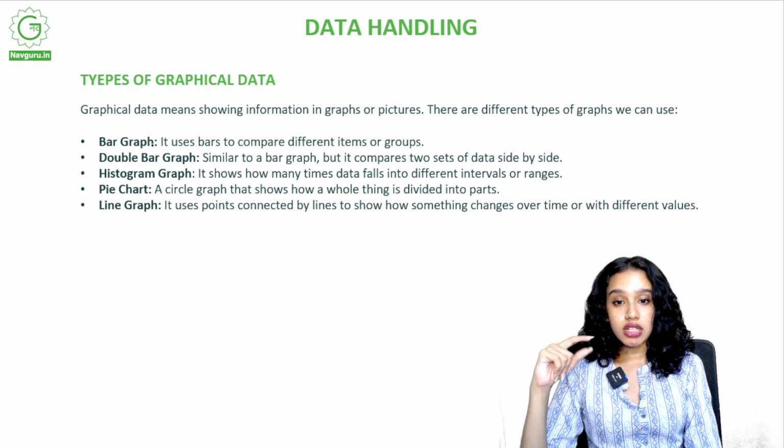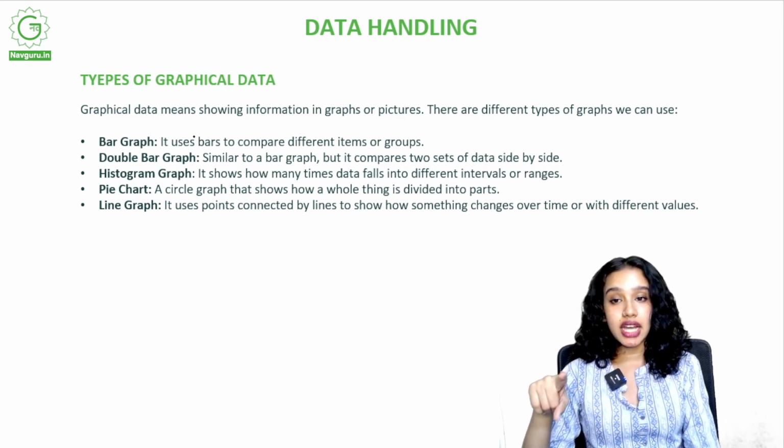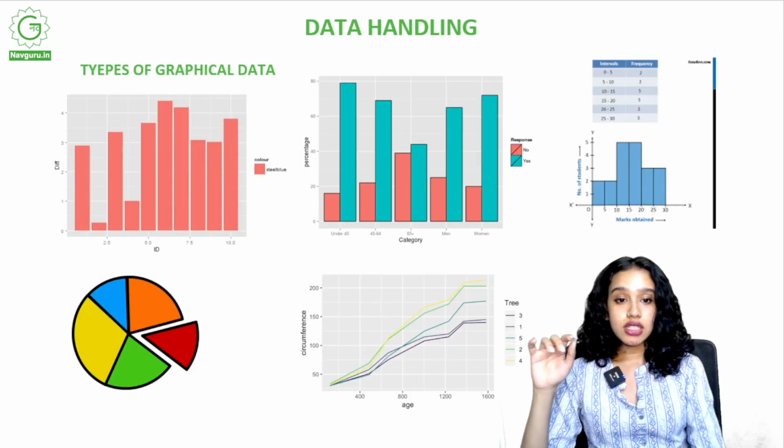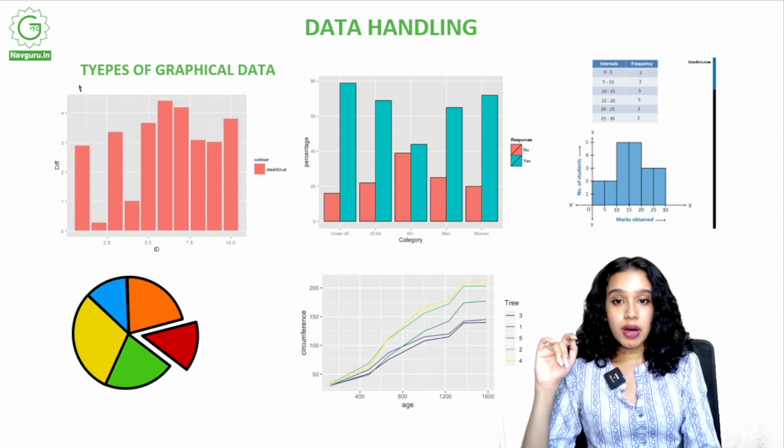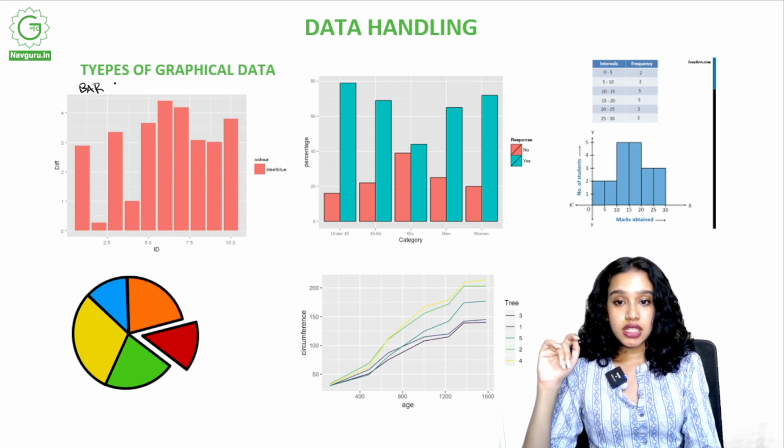So, the first one is the bar graph. It uses bars to compare different items or groups. So, this is an example of a bar graph. This is a bar graph.